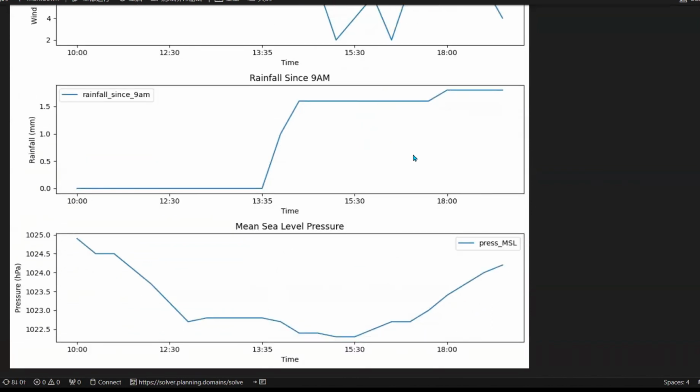For example, if someone plans to visit Melbourne today, they can simply enter Melbourne and get a line chart of temperature, humidity, mean sea level pressure, and rainfall over the past 12 hours. These charts offer valuable insights into daily weather trends and assist in planning travel activities.